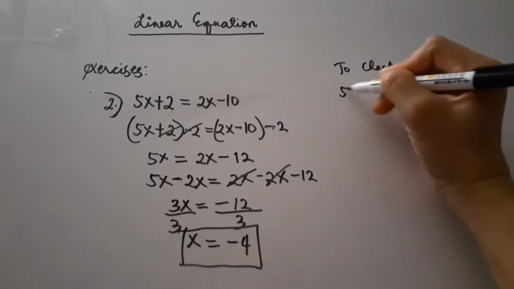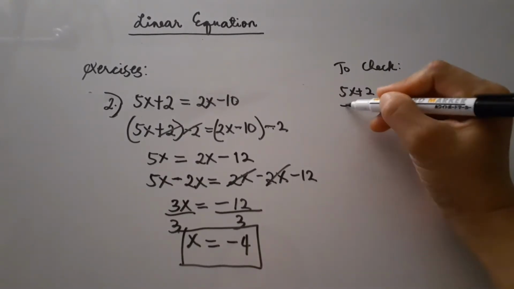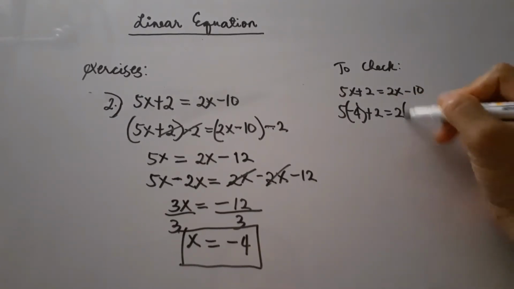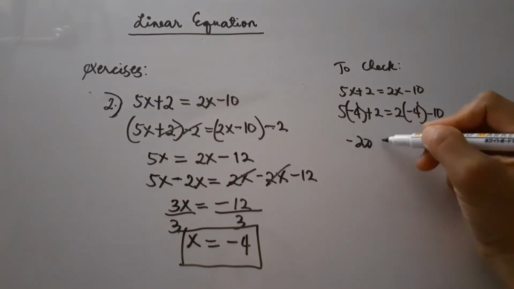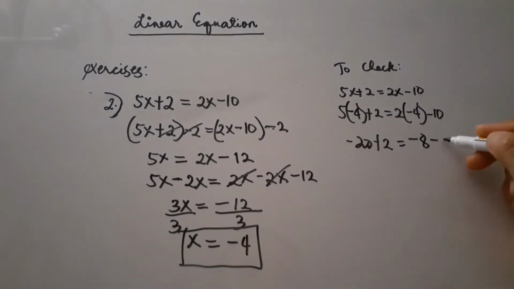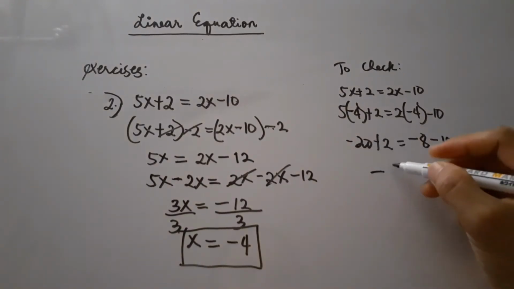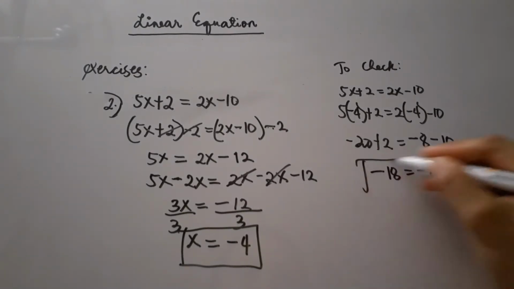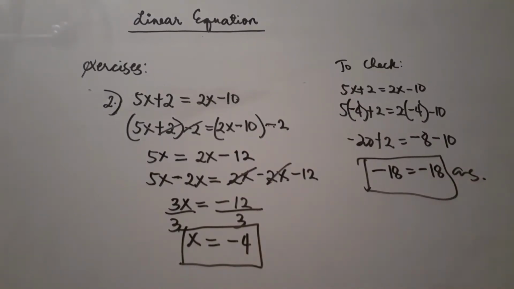Let's check if the value x equals negative 4 is correct for the equation. So we have to check. We distribute the value of x here. So we have 5 times negative 4 plus 2 is equal to 2 times negative 4 minus 10. So we have negative 20 plus 2, and negative 8 minus 10. So negative 20 plus 2 becomes negative 18, and negative 8 plus negative 10 becomes negative 18. So therefore, the solution of 5x plus 2 is negative 4.